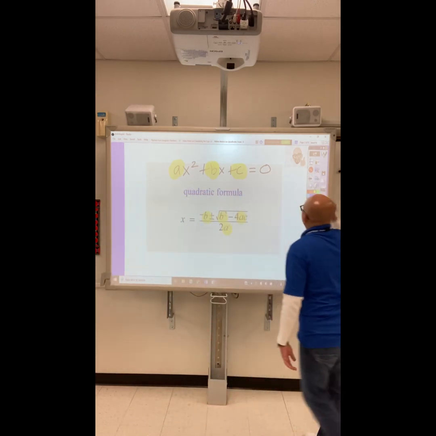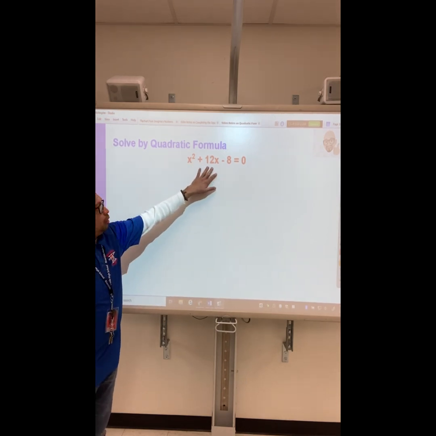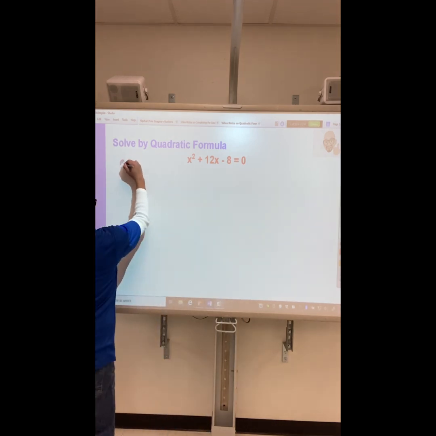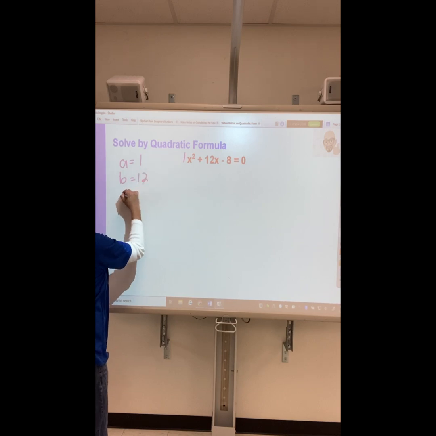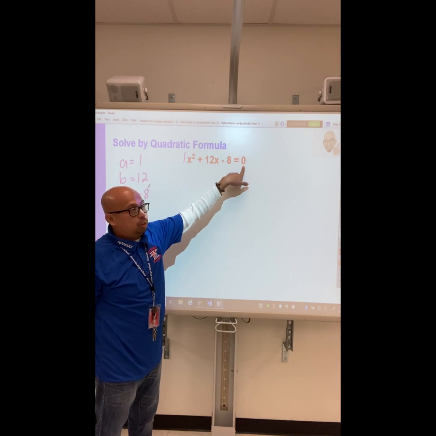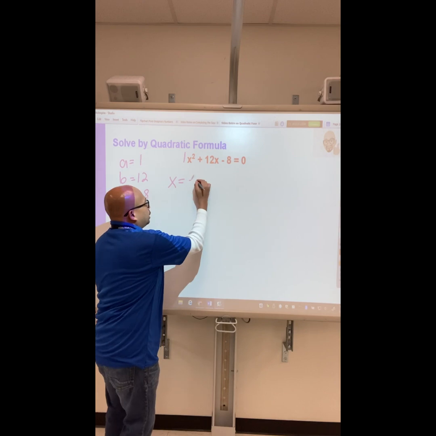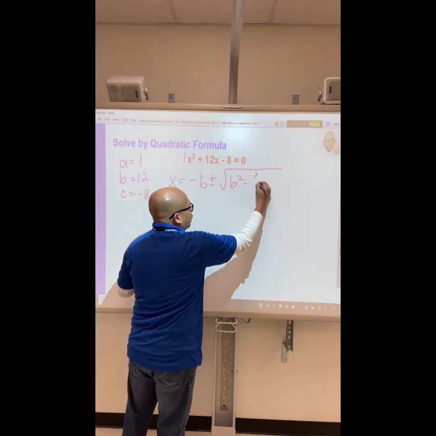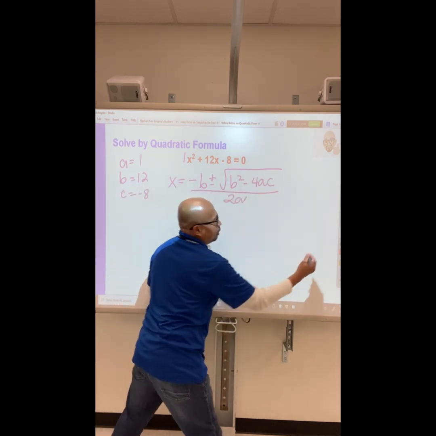Boom! So let's solve by quadratic formula this equation: x squared plus 12x minus 8 is equal to 0. Before we start, what is a in the problem? a here is equal to 1, b is equal to 12, and c is equal to negative 8. Make sure that it's set equal to 0. Writing the quadratic formula: x equals negative b plus or minus the square root of b squared minus 4ac all over 2a. There you go.